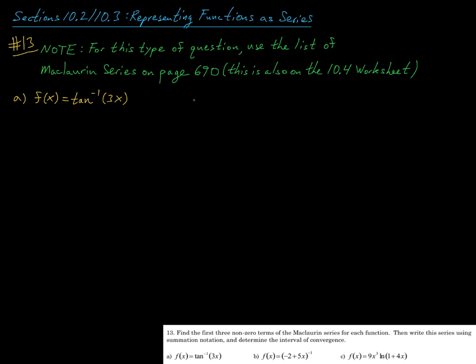All right, for the last video on sections 10.2 and 10.3, we're going to look at question 13, which says, find the first three non-zero terms of the Maclaurin series for each function, then write the series using summation notation and determine the interval of convergence.